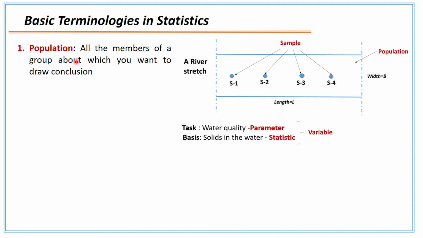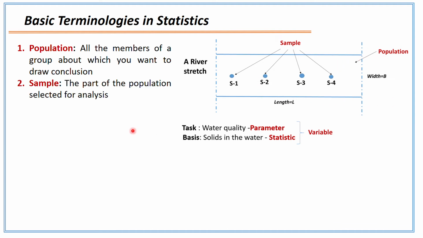Population. What is population? Population is all the members of a group about which you want to draw conclusion. All the members of group. That means in this case it is the full length of the river, full stretch of the river of length L width B. It is called population, as you can see here.